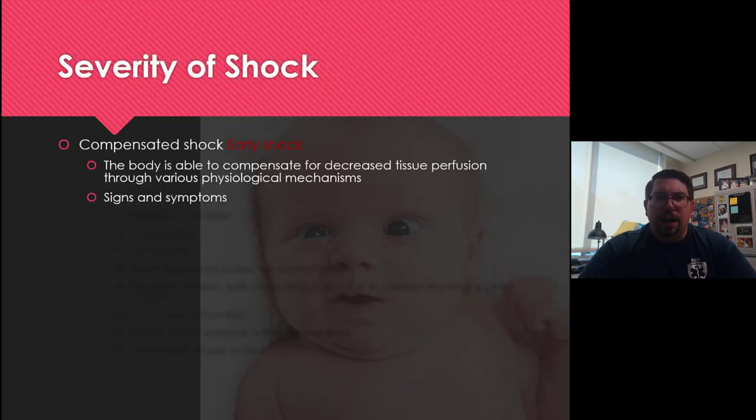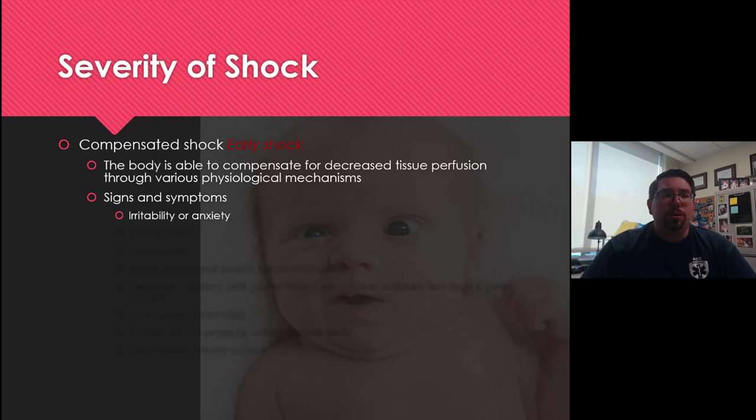When we look at the severity of the shock, we have to recognize that children will try to compensate. Remember, kids will compensate, crash. So compensated shock is oftentimes referred to as early shock. The body is able to compensate for the decreased tissue perfusion through various physiological mechanisms. Things like shunting of blood, increase in respiratory rate, increase in cardiac output through increased heart rate. All ways in which they're trying to compensate initially for that early shock.